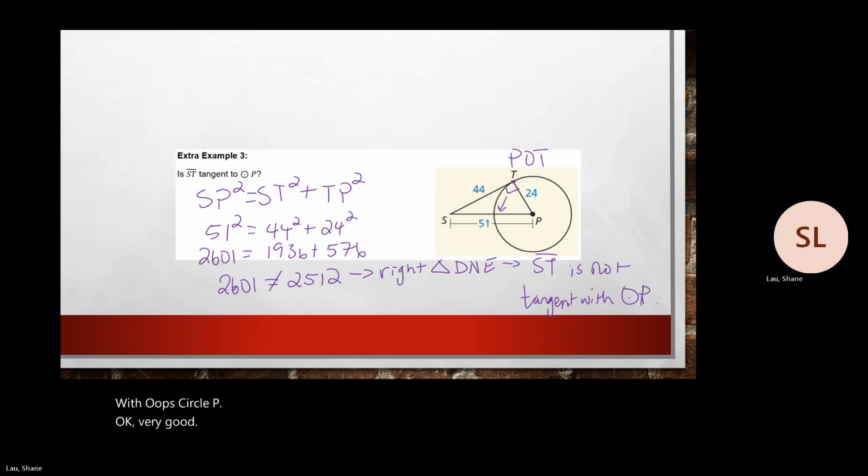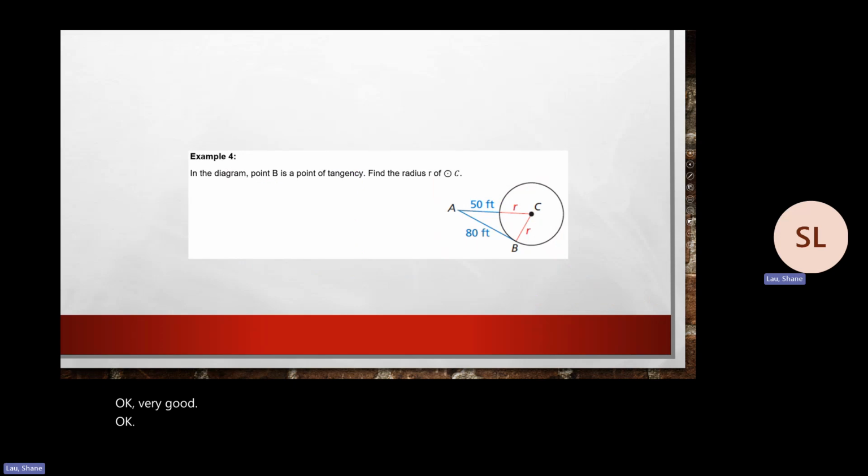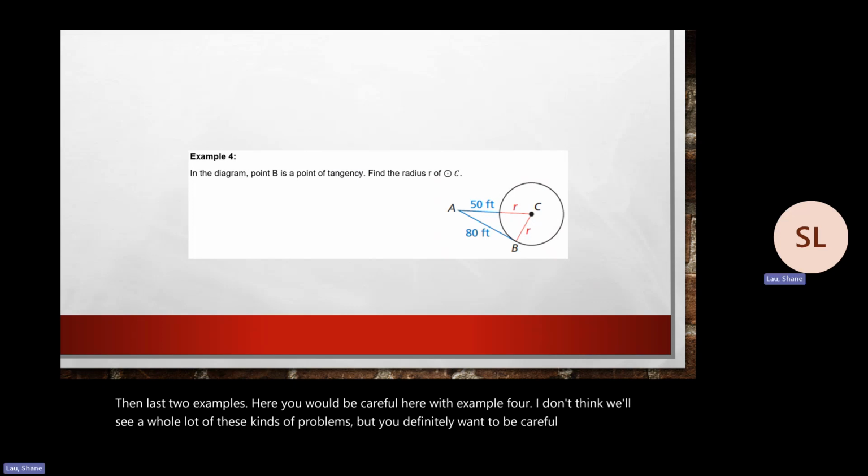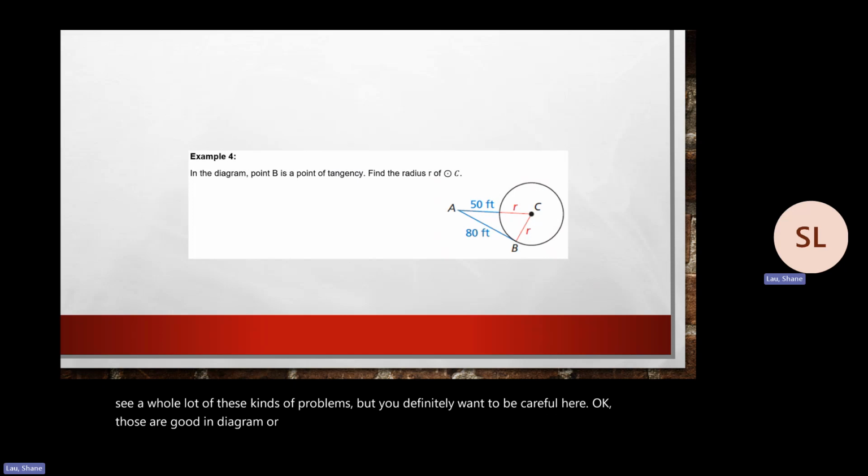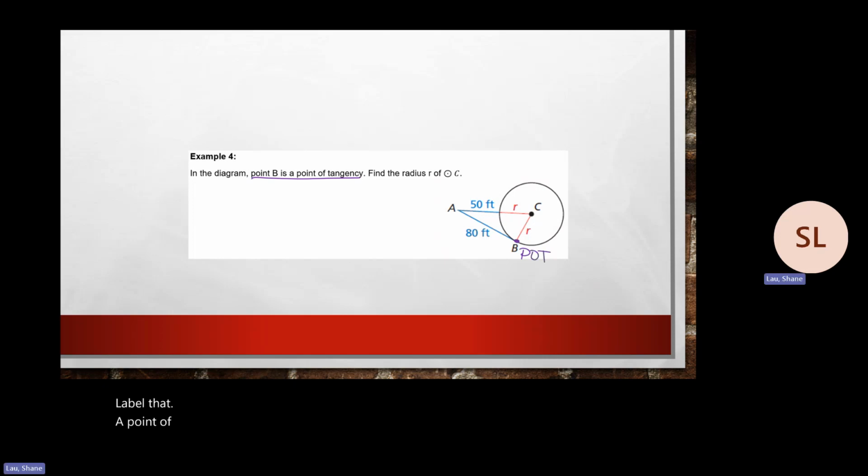Okay. Then, last two examples here. You want to be careful here with example 4. I don't think we'll see a whole lot of these kinds of problems, but you definitely want to be careful here. Okay, those are good. In the diagram, point B is the point of tangency. Definitely should label that. Okay, point of tangency. Find the radius R of circle C. And the radius is in red here. That's what we're looking for. Okay, right there.